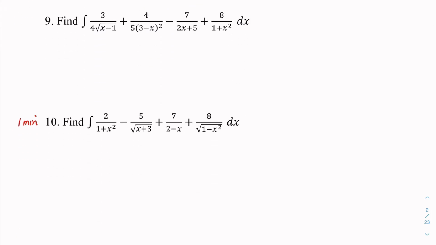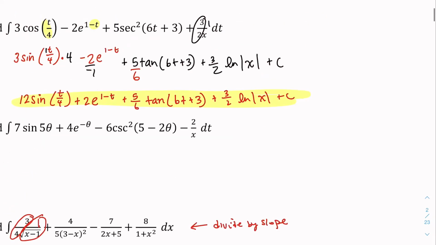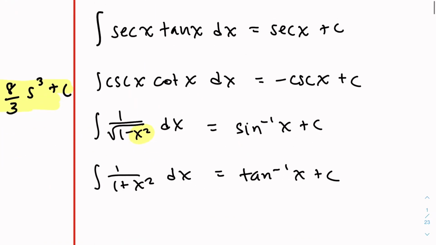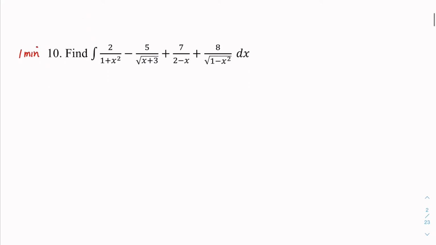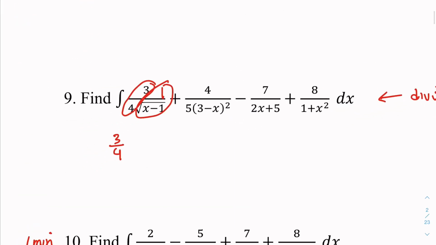So number 9. Now we're starting to get a little more complicated, but remember to divide by the slope if it occurs. And the other thing is, if you're stuck, just always copy down the constant in front first. So this is 3/4. And now I need to think what to make of this 1 over radical x minus 1. It looks kind of like the sine inverse formula, but notice that sine inverse has an x squared. And it's 1 minus x squared, not x minus 1. So this is not a sine inverse.